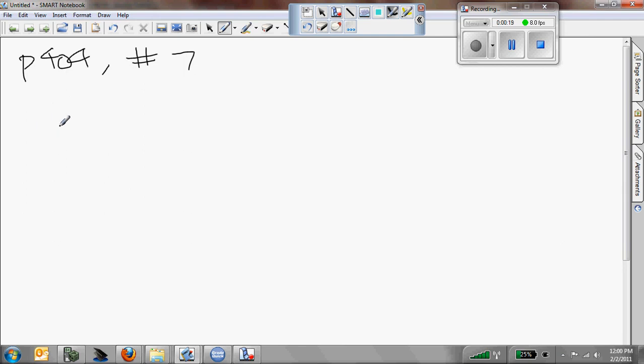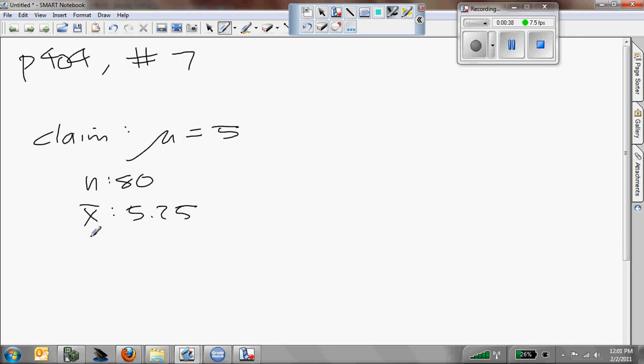commercials equals 5 seconds. The claim is that the mean equals 5 seconds. And the sample data, N, is equal to 80. X bar, we are told, is 5.25. Assume that sigma is known to be 2.5. And we're going to use a 0.01 significance level.